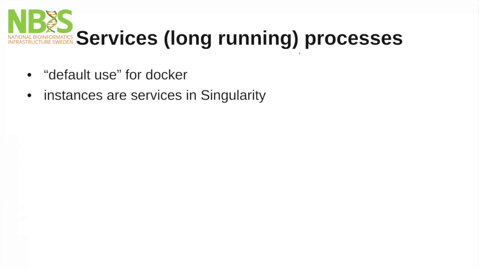And you can use these containers in various ways. One way you can use them is as services, to run a service. And that's kind of a default use for Docker, at least in my world. Whereas in Singularity, you typically run a tool, but you can, of course, just have a one-off with Docker, and you can have a long running process with Singularity. And the detached mode for long running processes in Singularity is called instance.